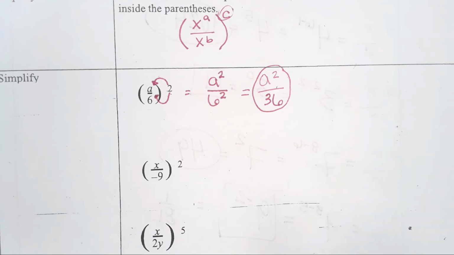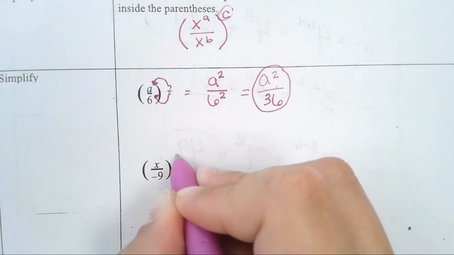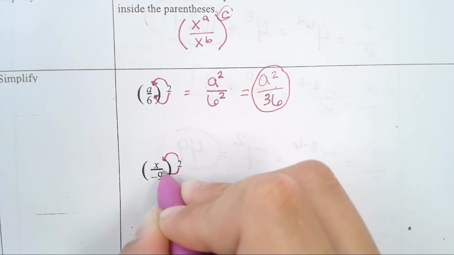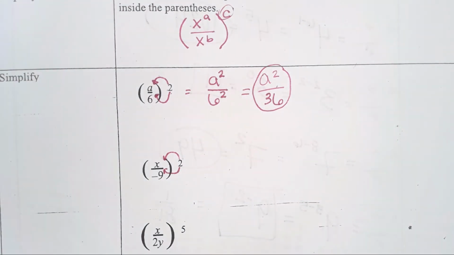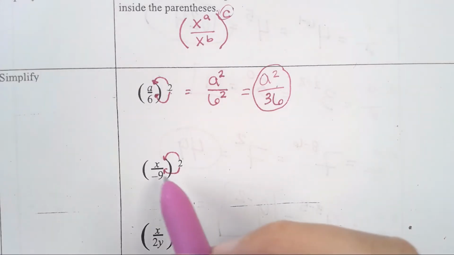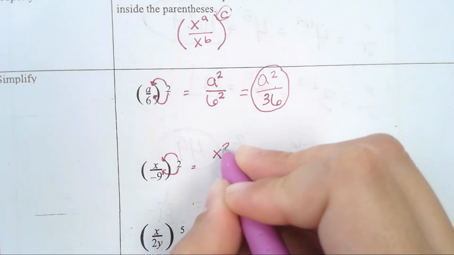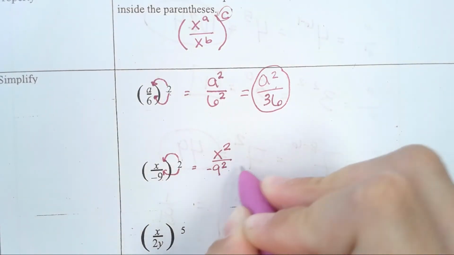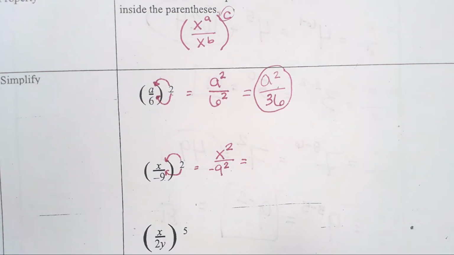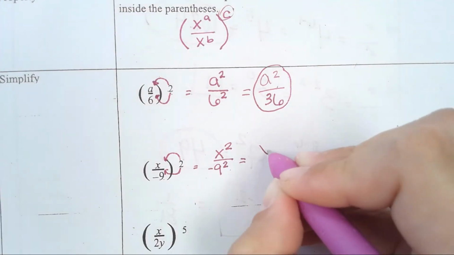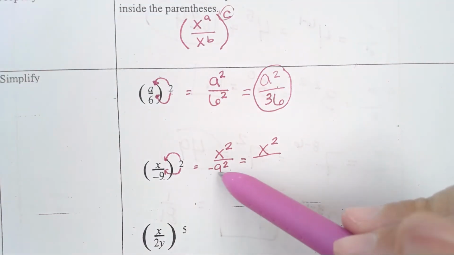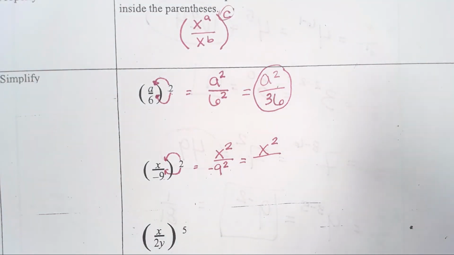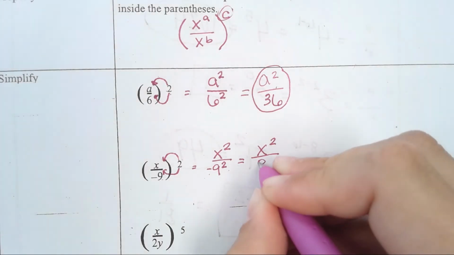Okay, so let's try the next one. Again, if you cannot simplify on the inside of your parentheses, that's when you move to the outside. Here we have an exponent, so we attach this exponent to everything on the inside. Your x turns into an x squared, and your negative 9 turns into a negative 9 squared. Then you simplify like normal. Your x squared cannot be simplified, so it stays the same. Your negative 9 squared can be simplified, because negative 9 times negative 9 gives you a positive 81.